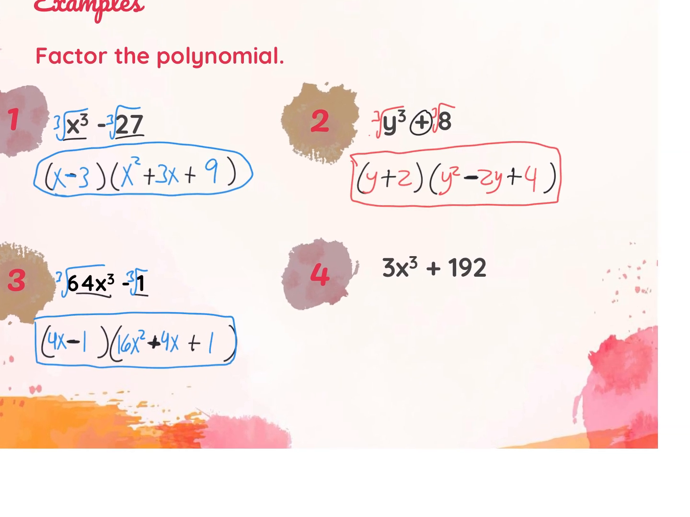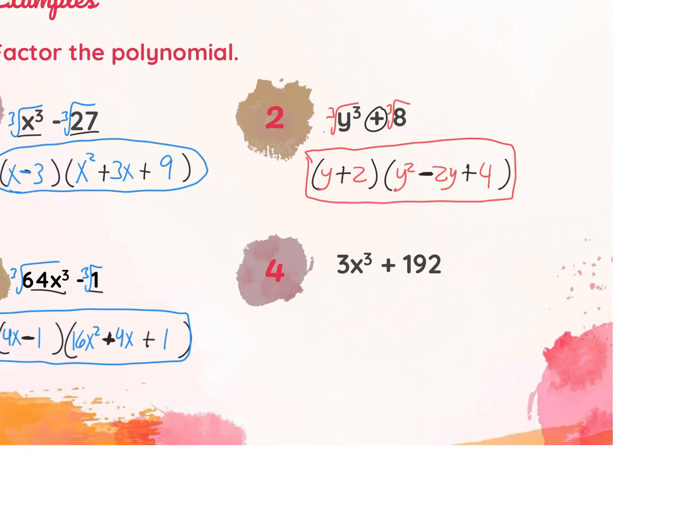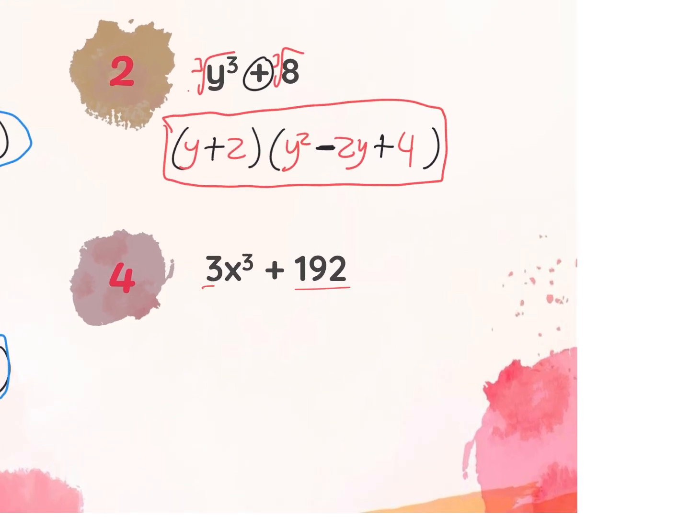Now, when you look at number 4, these are not perfect cubes, right? 3x to the third and 192. Maybe if you didn't know that right away about 192, you hopefully can tell that 3 is not a perfect cube.